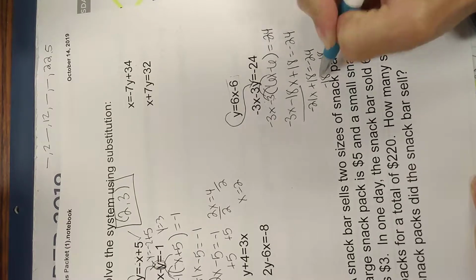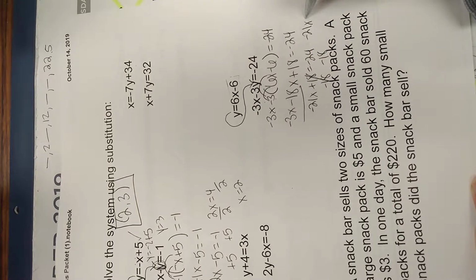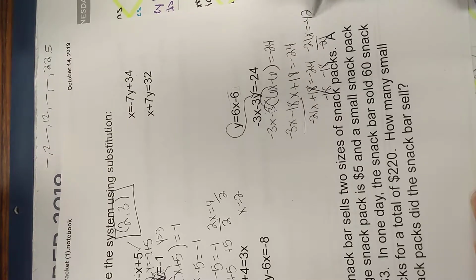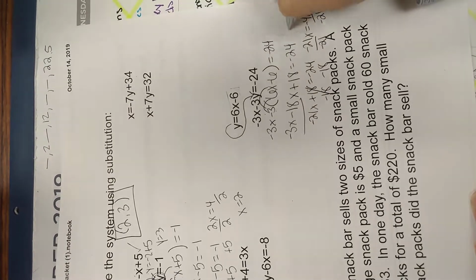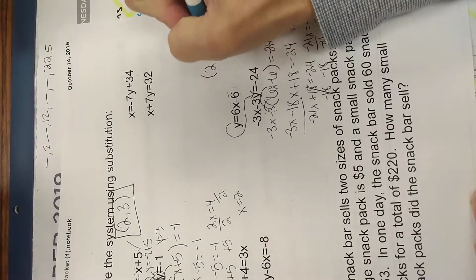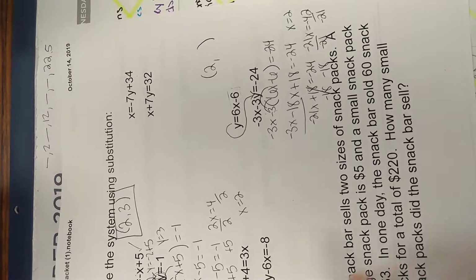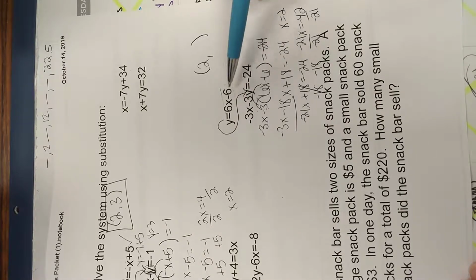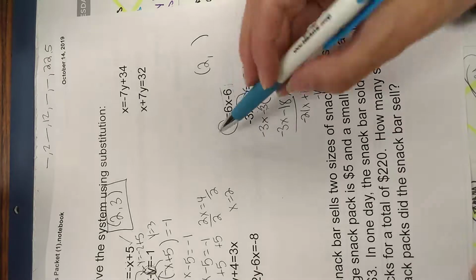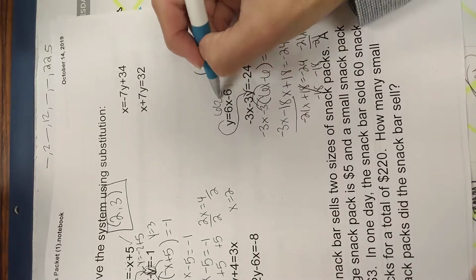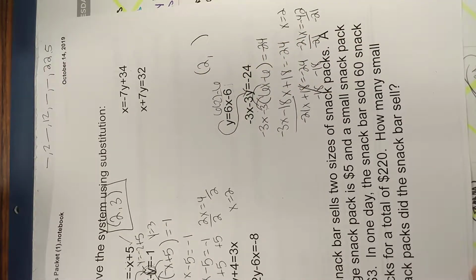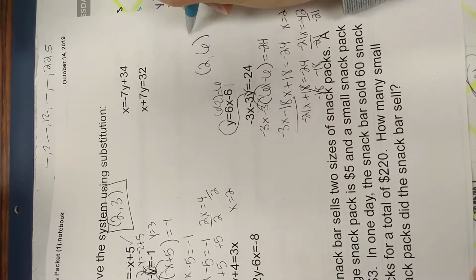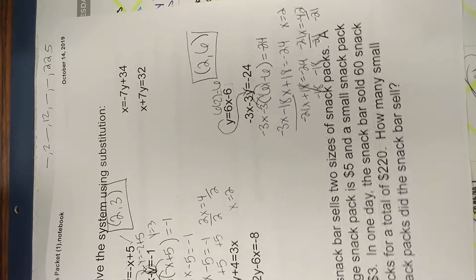Subtract 18 from both sides. Negative 21x equals negative 42. Divide by negative 21, and I get x equals 2 again. So there's half my answer. Again, to finish it, I'm going to take the 2 and plug it into either one. Again, I would choose the one that's already in y equals mx plus b. So this would be 6 times 2 minus 6, because x is 2. 6 times 2 is 12. 12 minus 6 is 6. So there's your answer to that one.